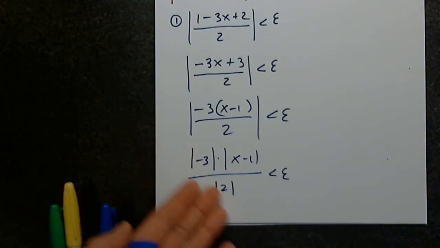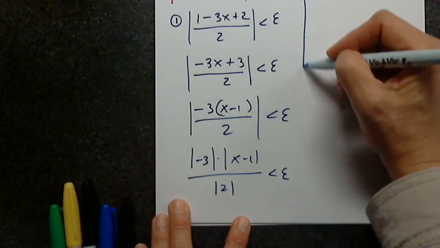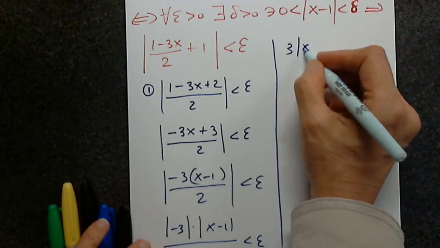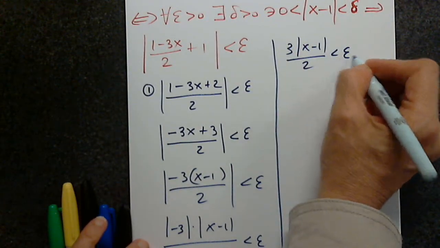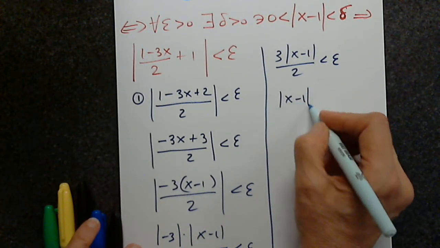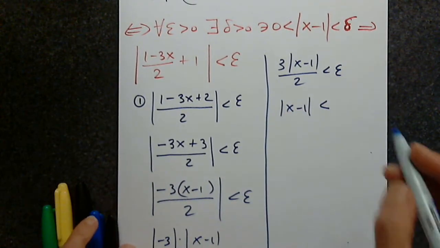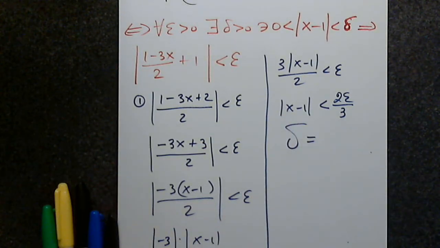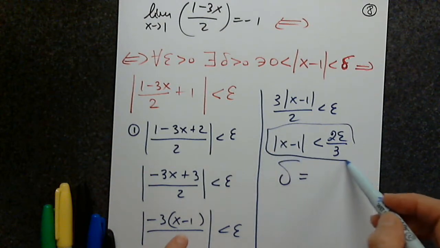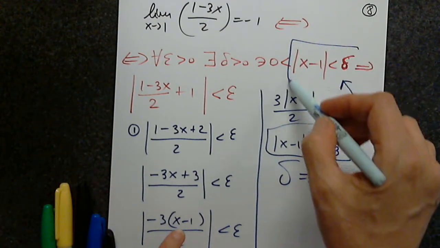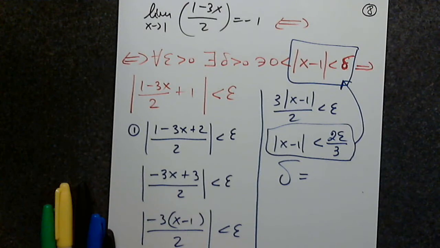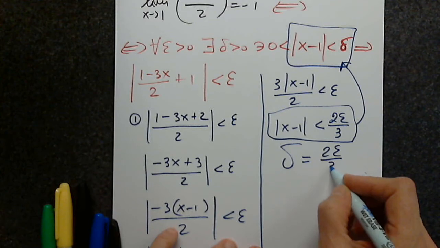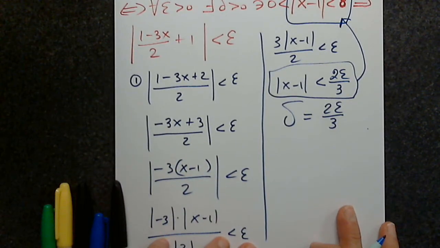Now I have to determine these, so I'm going to move up because I still have room. Okay. So then I have 3 times the absolute value of x minus 1 over 2 less than epsilon. And now I'm ready to get x minus 1 less than 2 epsilon over 3. Very good. And of course, I've got delta, by comparison. I'm comparing this to this. So then how much is delta? Very good. That's what it is.